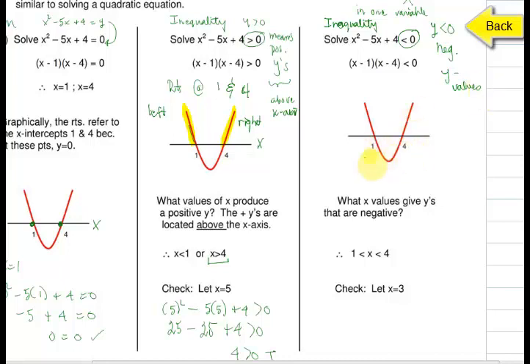And all our negative y values are below the x-axis, so we are looking for below the x-axis. Okay, so once again, to solve our inequality, we factor. We find that our roots are at 1 and 4, so we make a quick sketch of our parabola, opens up, roots at 1 and 4, but this time we want the region which is below the x-axis. Okay, so this region right here.